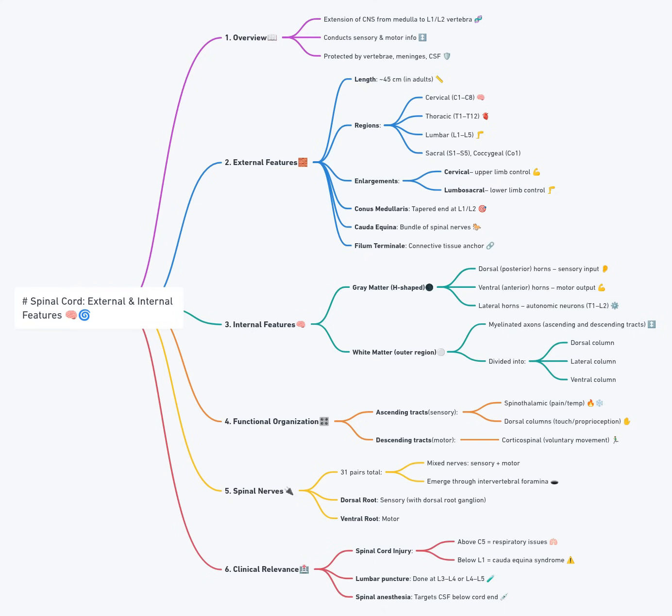In summary, the spinal cord is a vital structure with distinct external and internal features. Externally, it is organized into regions, shows two major enlargements, and gives rise to spinal nerves. Internally, it has a characteristic arrangement of gray and white matter, with specialized regions for sensory processing, motor output, and autonomic control. This structural complexity underpins the spinal cord's essential roles in neural transmission and reflex activity.